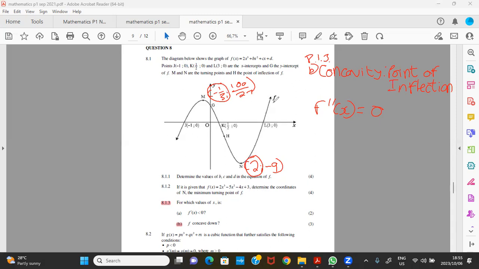So I'm going to use both methods and we'll see. I take the x coordinate of one turning point and the x coordinate of the other and divide them by 2. That gives me the x value of my point of inflection, and I only need that x value. So minus 1 over 3 plus 2, all over 2. How much is that? 5 over 6.